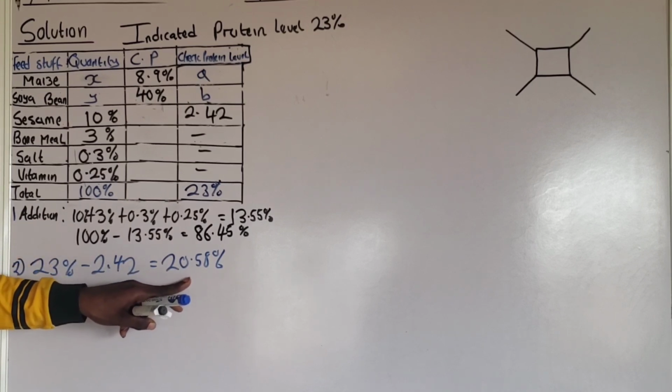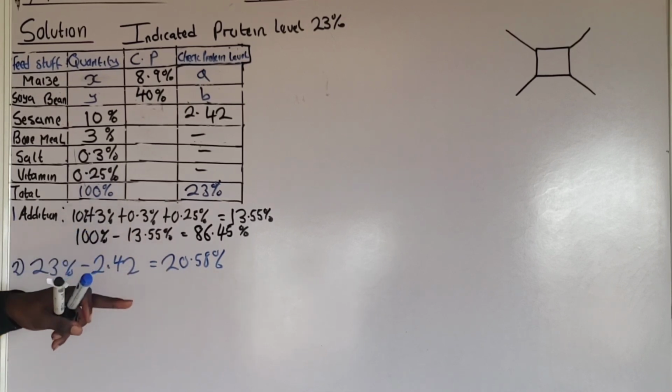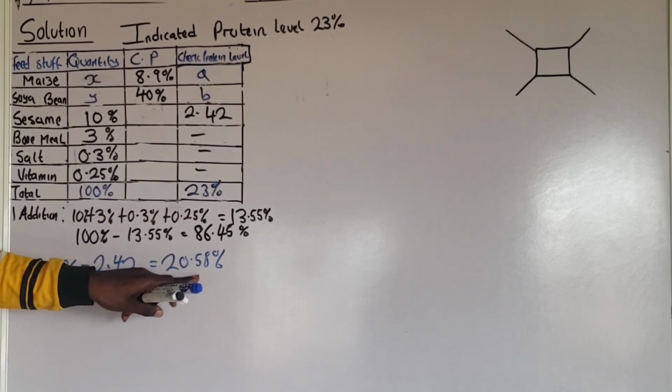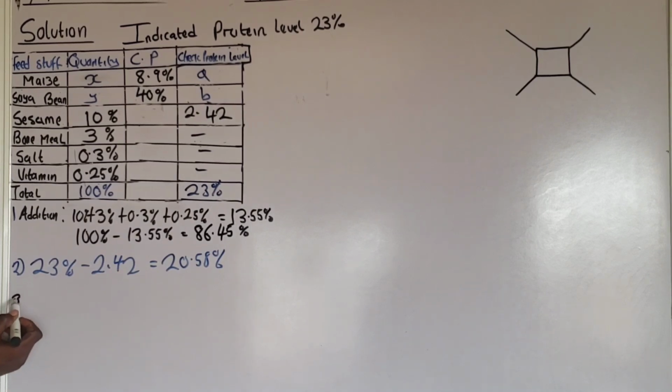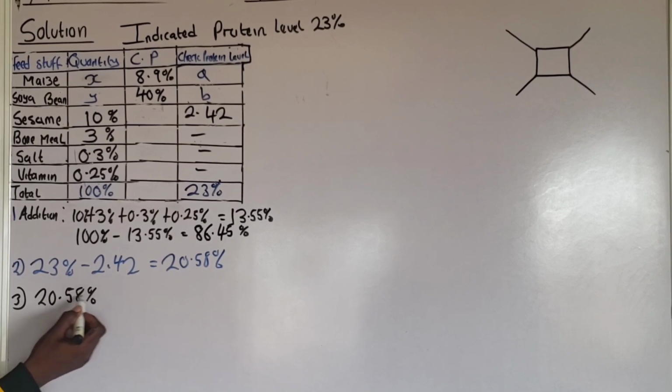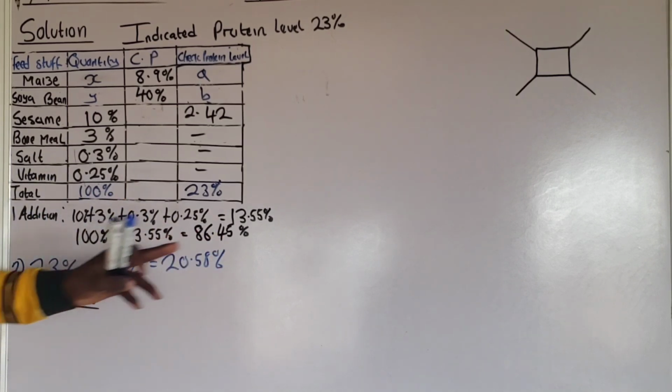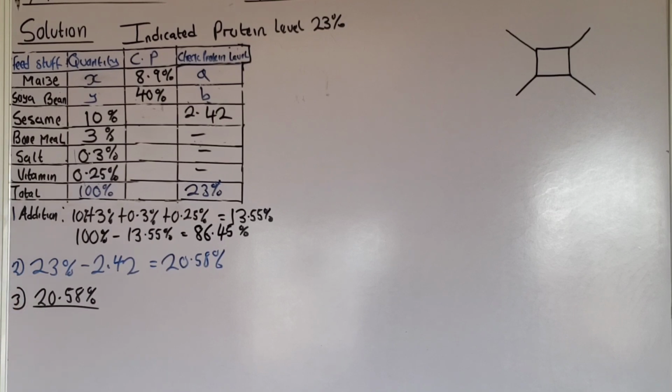20.58 is the crude protein level for both maize and soya bean. Hope you know. So that means if I want to determine the value, I'm going to take 20.58% all over the quantity of maize and soya bean that I'm going to use. That will also be in a percentage, you understand? That is 86.45. 86.45 is the quantity of maize and soya bean that we are going to need in the diet. And this has been expressed in percentage, you understand?